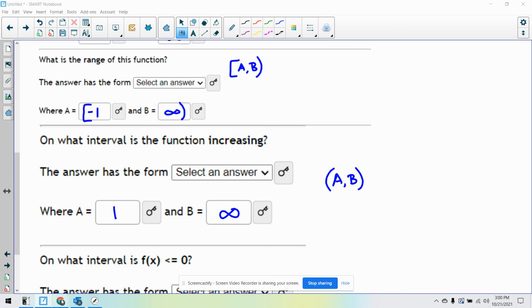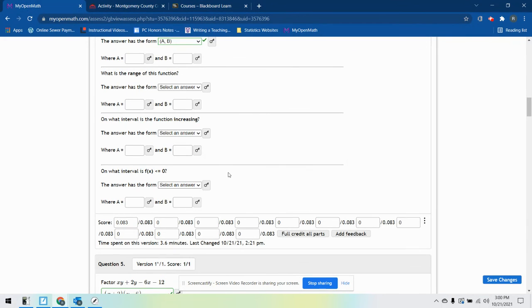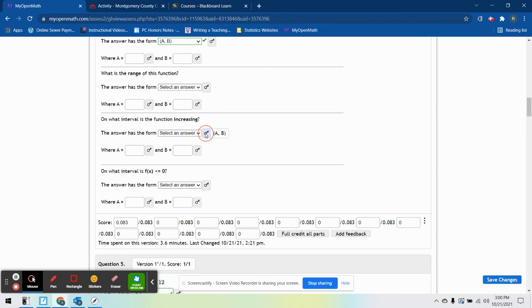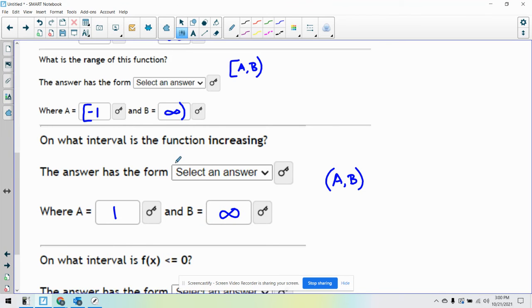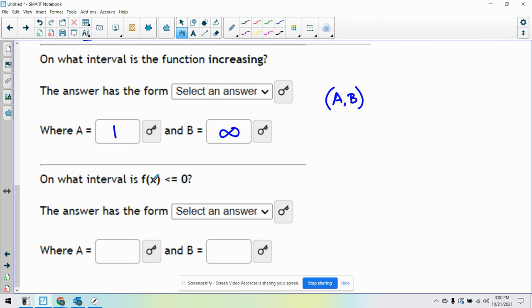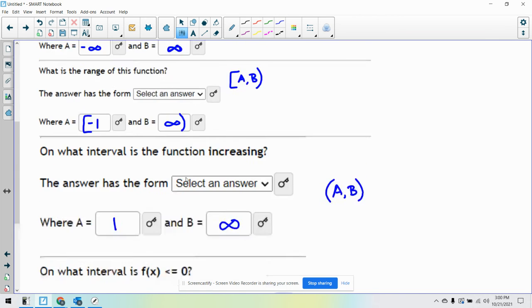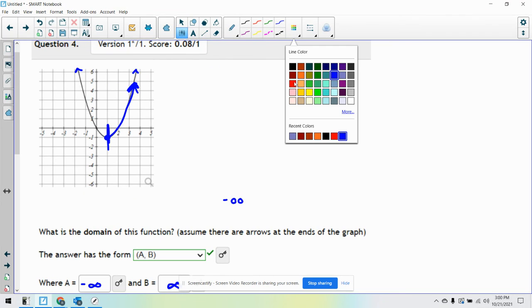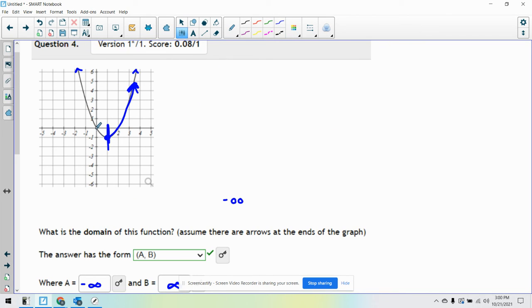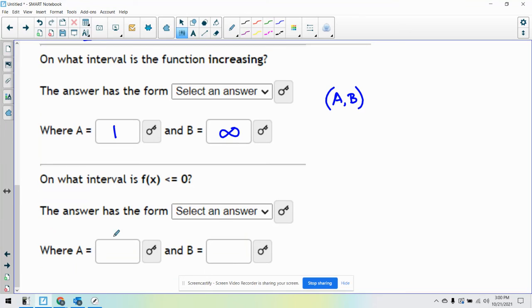I just want to check to make sure they have the same thing that we do. Yep. Okay, good. And on what interval is f of x less than or equal to 0? That's where is it negative? Well, that's from here to here, from 0 to 2. We can't include 0 and 2 because, oh yeah, we can, because it's less than or equal to. So this is going to be bracket. Oh, I'm sorry, there should be A's and B's. From 0 to 2.